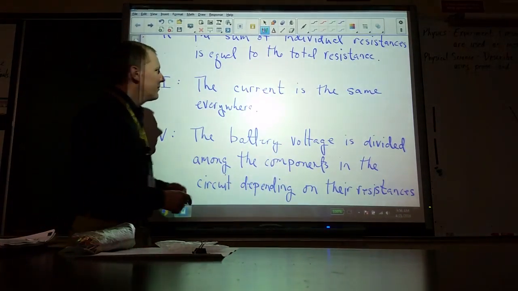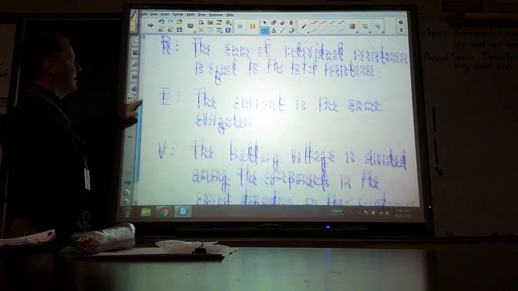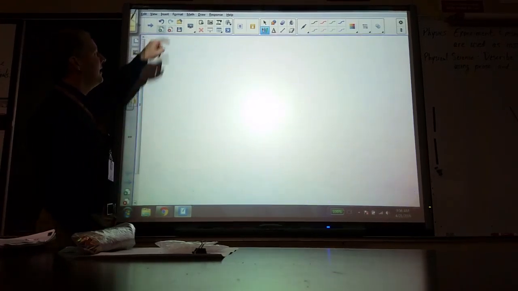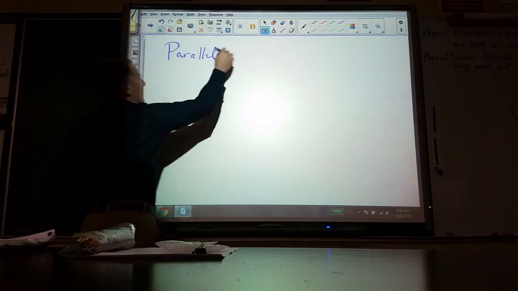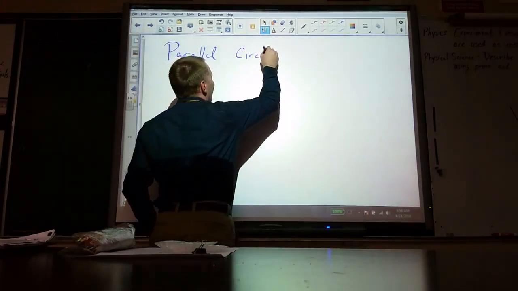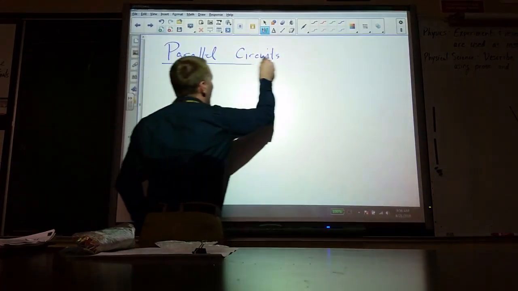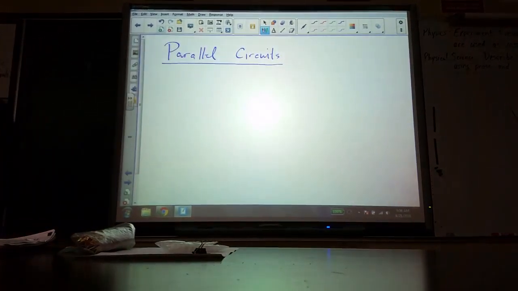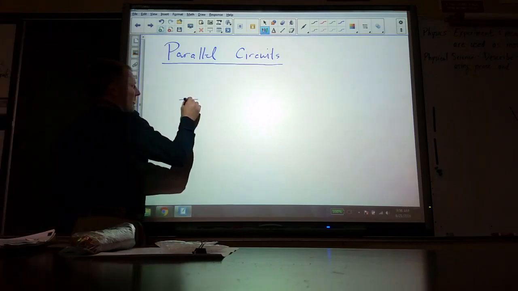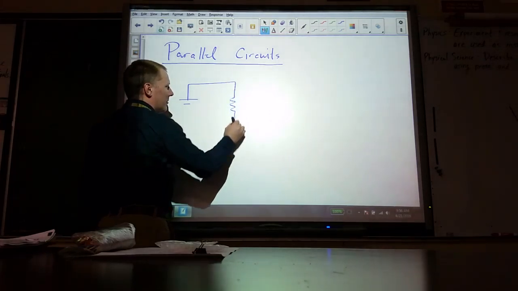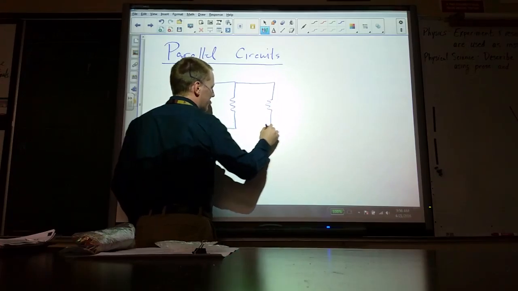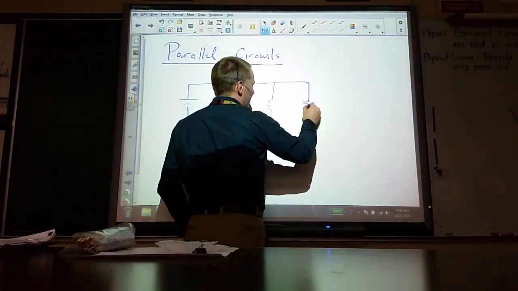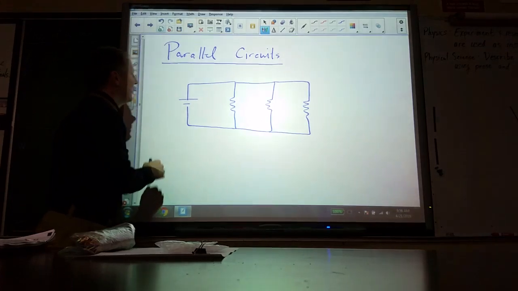Okay, so those are the rules for series circuits. Parallel circuits. What do parallel circuits look like? More like a ladder, yeah, on the side. So if we start out with our battery, we'd have one rung there, add another rung, and we could go on and on.